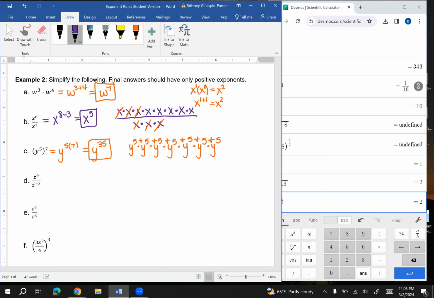Now, in part D, there are a couple of different ways that you can do this. So let's talk about option 1. Option 1 is straightforward. We're going to use the rule like we did in part B. That's where we take z to the 9th and we subtract the exponent from the bottom, which is negative 2. So z to the 9 plus 2 gets us z to the 11th.